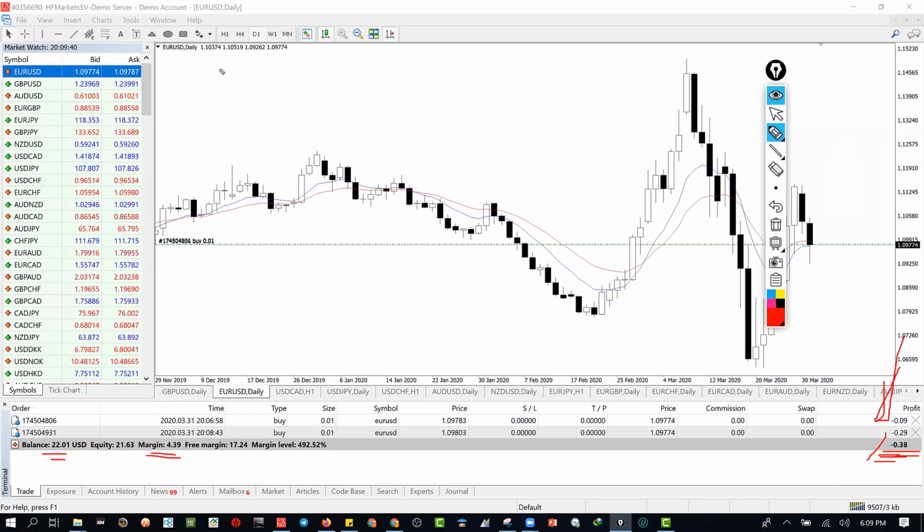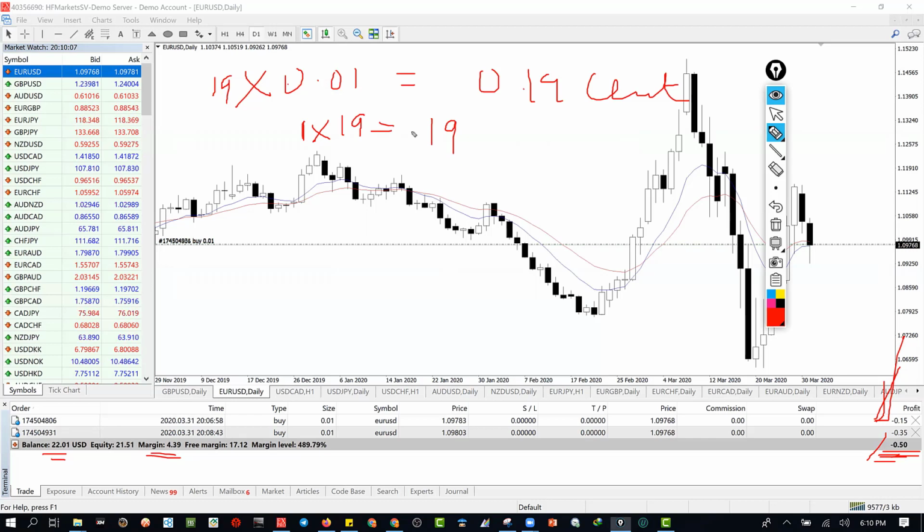The spread right here is 19. So that is 19 times 0.01. That will be 0.19, that will be 19 cents. Okay? So let's say, for example, we take one standard lot. That will be 1 times 19, so the cost of the trade will be $19. I get it, $19.